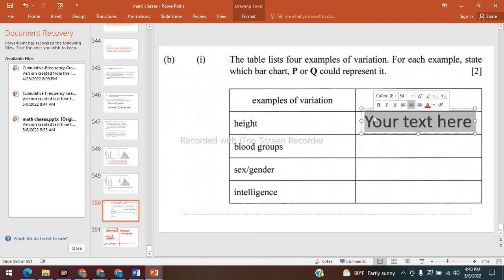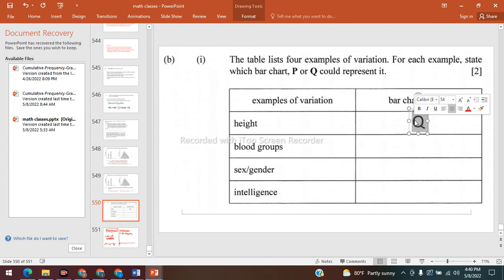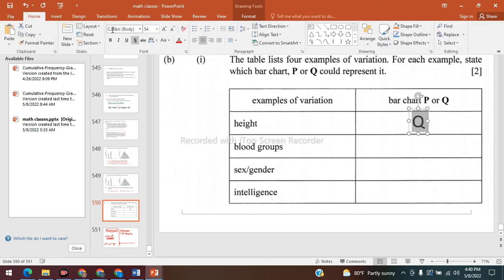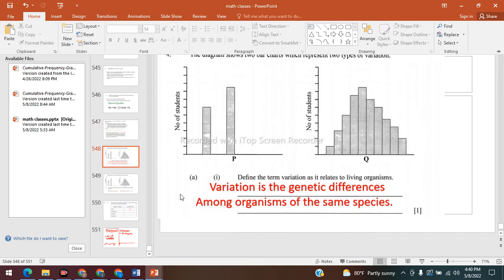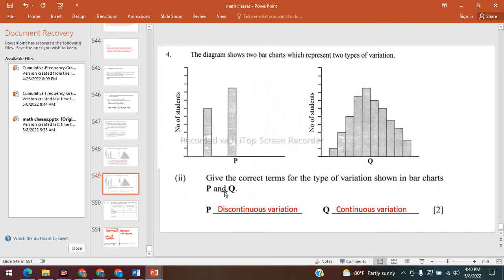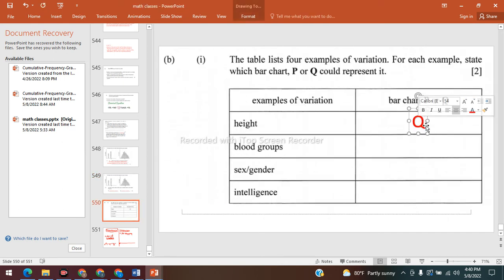Height would be what we said is continuous, because you could be 5.5 inches, 5.57 inches. Like we ain't skipping numbers. So this is continuous. And then for blood group, blood group, of course, would be discontinuous, limited.